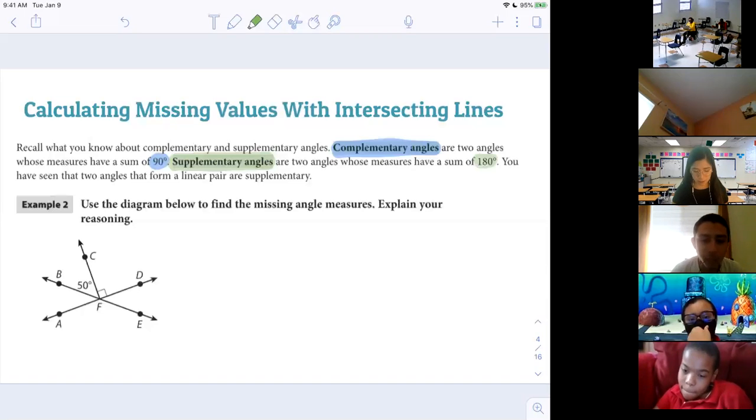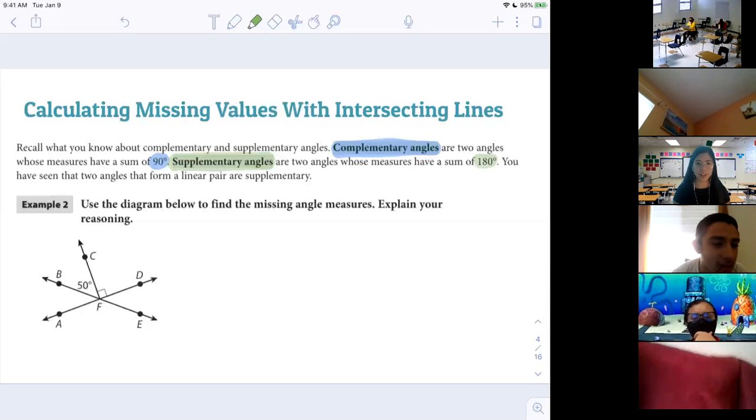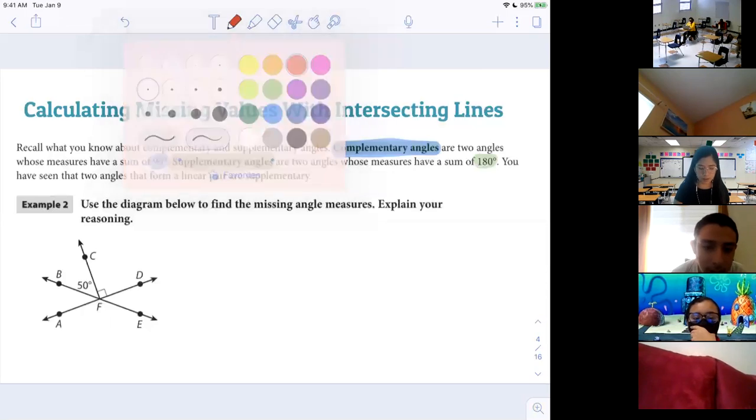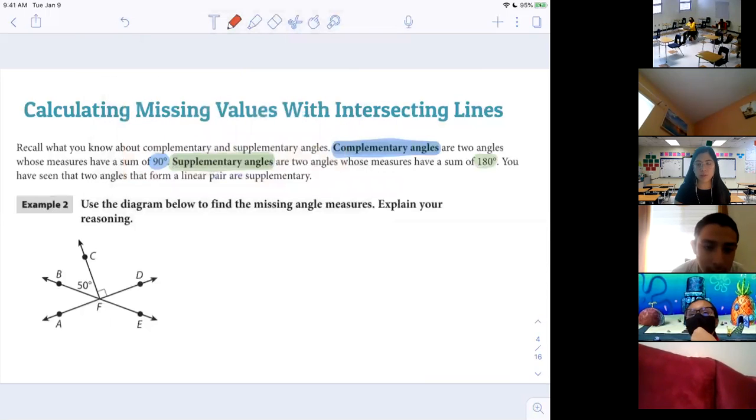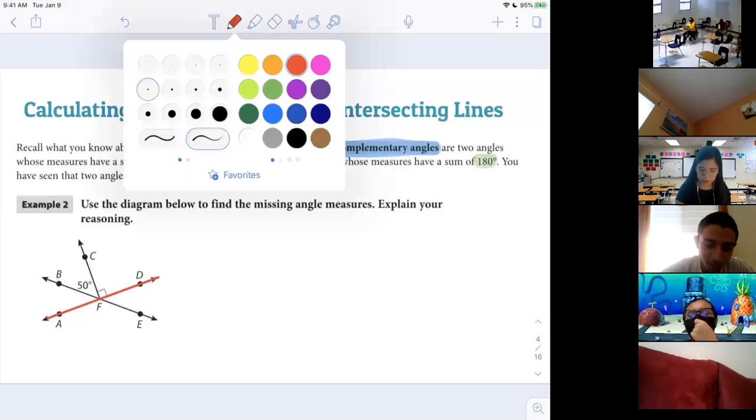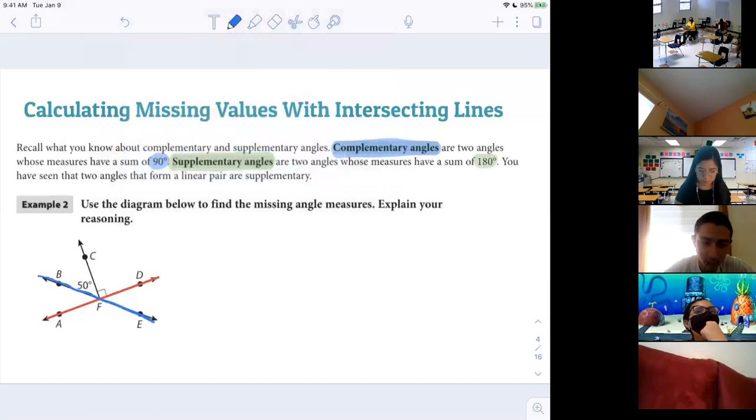So let's take a look at what we've got here. We've got kind of a lot going on, but can anyone tell me which two lines are crossing? So where are the two lines that are crossing each other? AD is crossing BE.